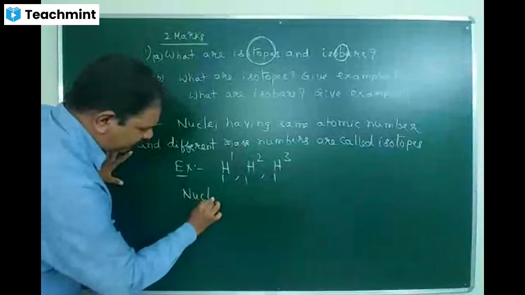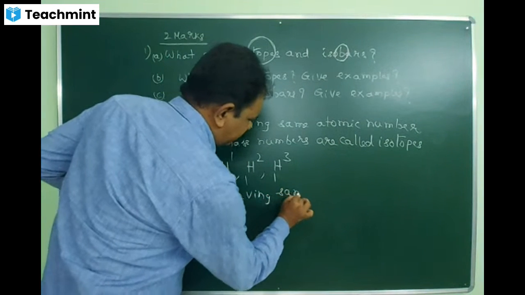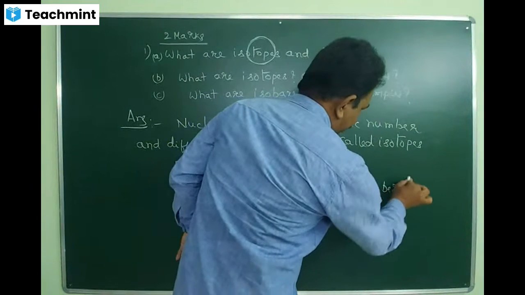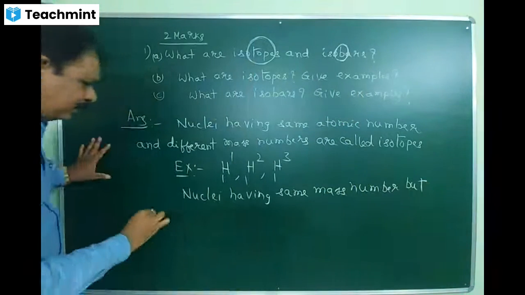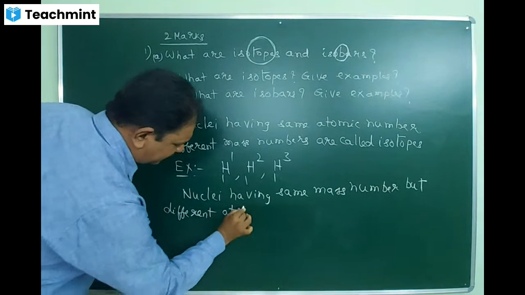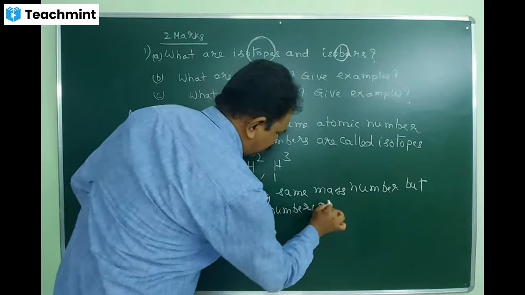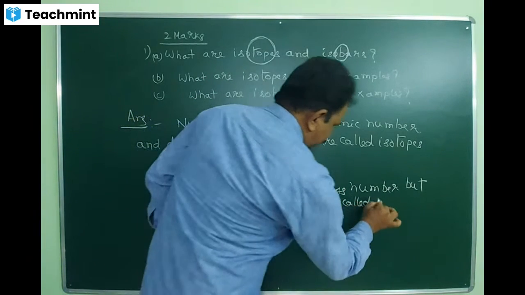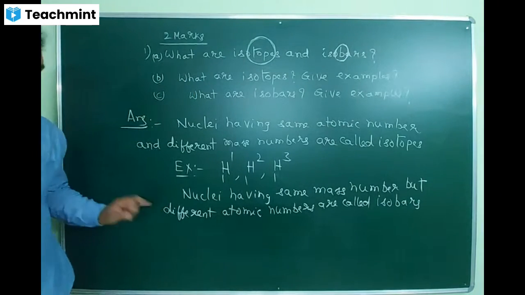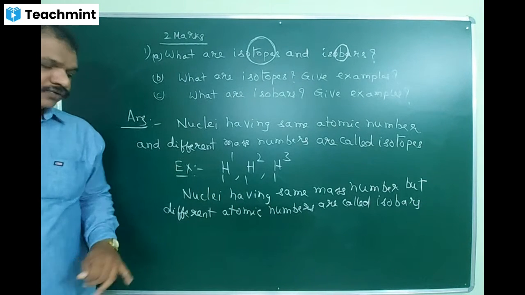Nuclei having same mass number but different atomic numbers are called isobars. Nuclei having same mass number but different atomic numbers are called as the isobars.